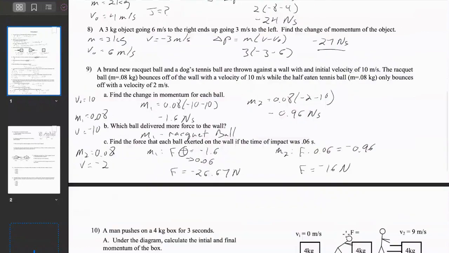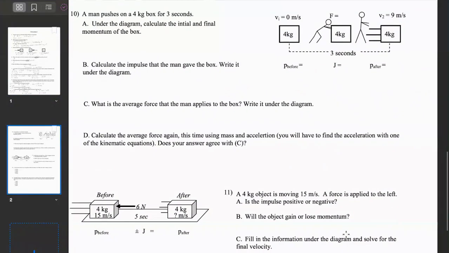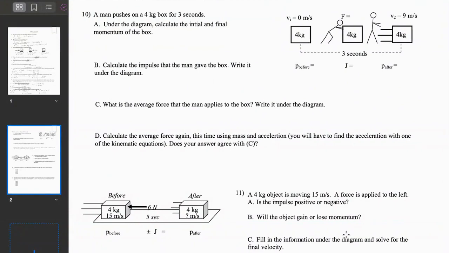Looking on to number 10, a man pushes on a 4-kilogram box for 3 seconds, and they give us a diagram to the right. Under the diagram, calculate the initial and final momentum of the box. For the initial momentum, it's going to be mass times velocity. The velocity is 0, so the momentum is 0. For the momentum after, we've got 9 times 4. 9 times 4 is 36 kilogram meters per second.